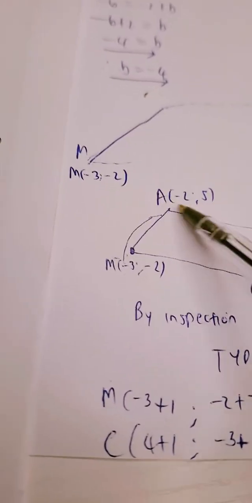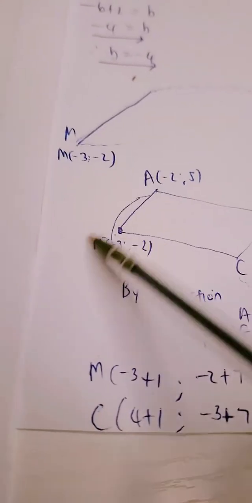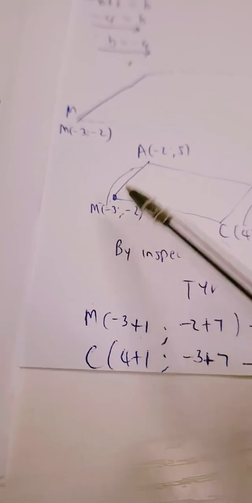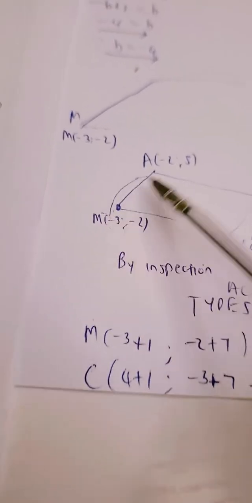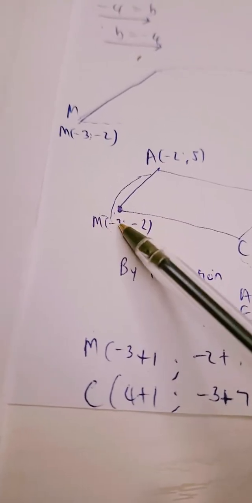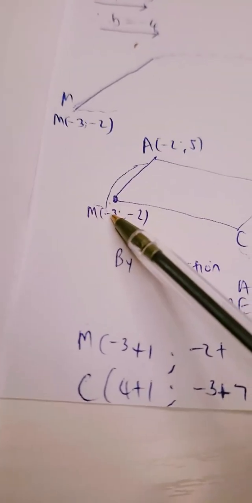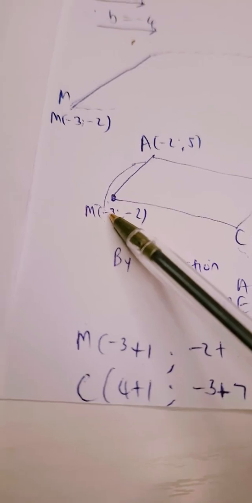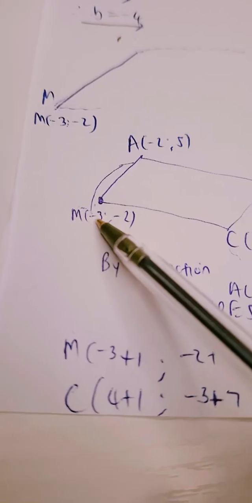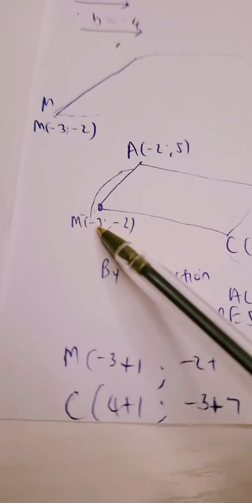You could have asked what happened to... The reason why I asked what happened to this one to get that one, it's because I'm wanting to get this coordinate. So it's of importance to me to know what happened to this x coordinate to get that one. So we found out that -3, to get -2, we add 1. -3, to get -2, we add 1. Then -2, to get 5, we add 7.